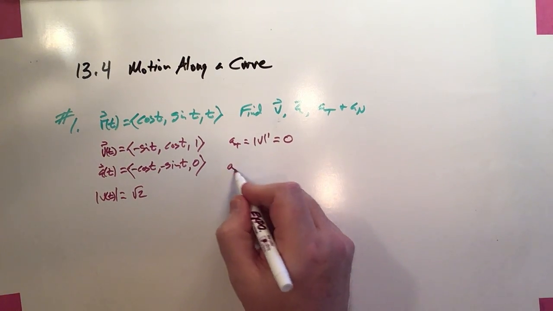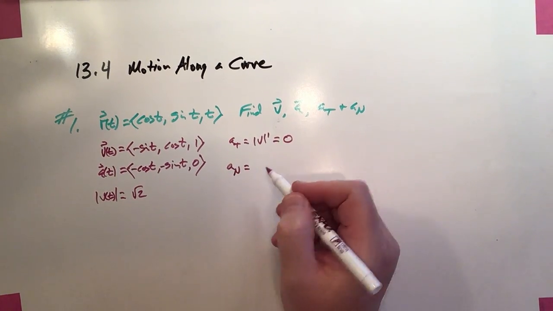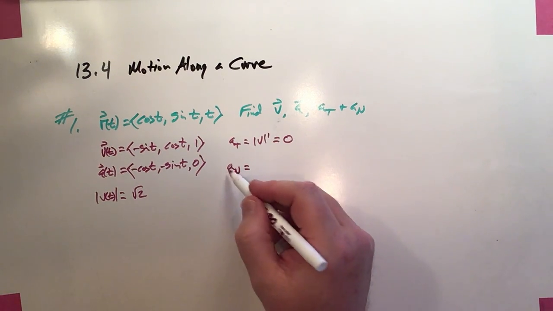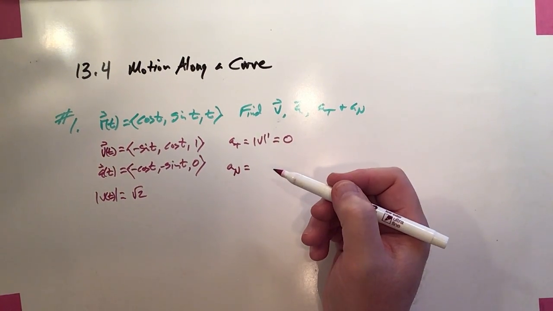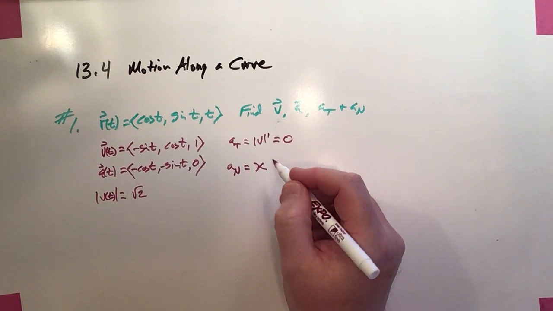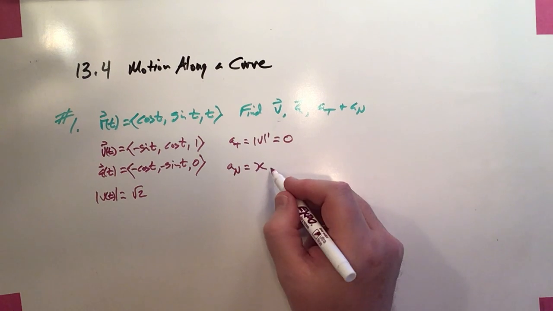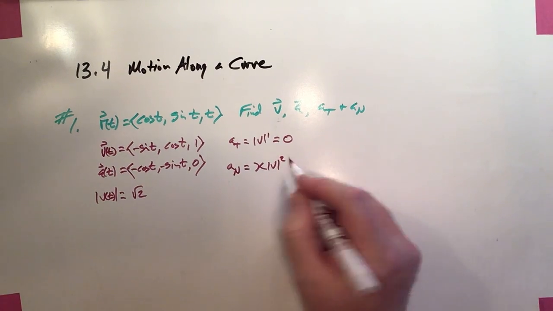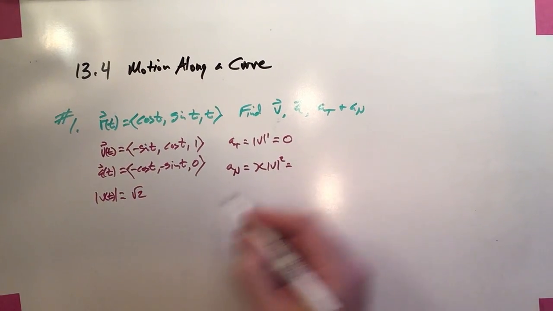Okay, how about a_N? Well, clearly a helix is always turning, and the normal component of the acceleration controls that turn. Remember, this is always going to be equal to the curvature, and then we'll take that times the speed squared. Okay, so let's find these two things. First of all, the curvature.